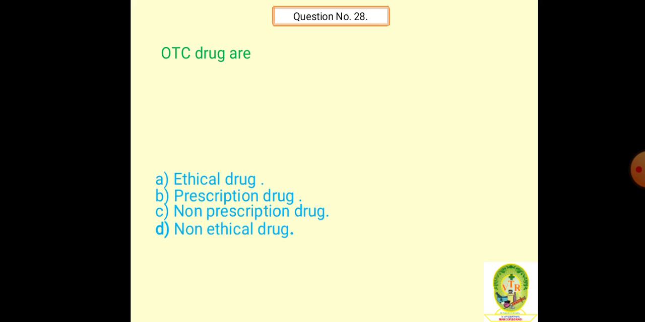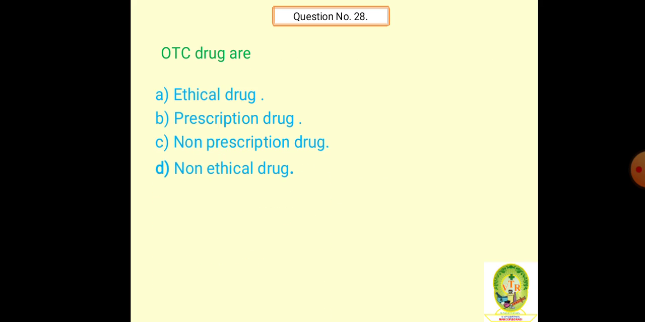OTC drugs are. Options are A. Ethical drug, B. Prescription drug, C. Non-prescription drug, D. Non-ethical drug. Right answer is C. Trial balance is. Options are A. Ledger, B. Account, C. Summary, D. Statement.